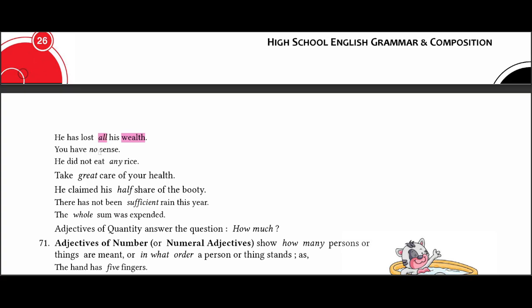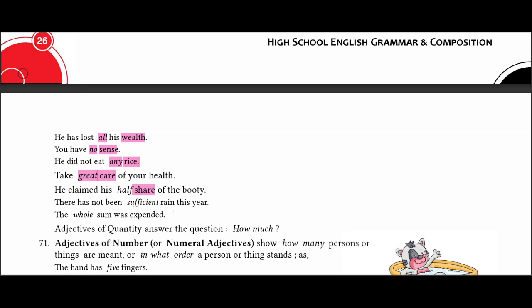You have no sense. Sense is a noun. It is an uncountable noun. No is telling the quantity of this noun. How much sense? The answer is no. He did not eat any rice. Rice is an uncountable noun. Any is telling the quantity of this noun. Similarly, take great care of your health. Care is a noun that cannot be counted. Great is telling the quantity of this noun.